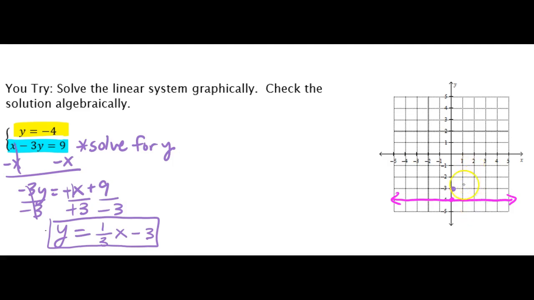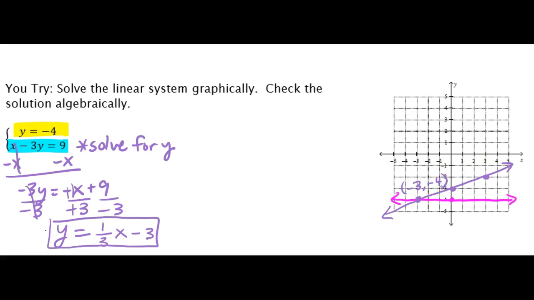It's rise over run, so I'm going to go up 1 and then right 3 here, and that doesn't cross the pink line. So I'm going to go the opposite, and I'm going to go down 1 and left 3. So I'm doing two negative directions, and now I see that's where it crosses the pink line. So that means my solution is this point right here, which looks like the point -3, -4.